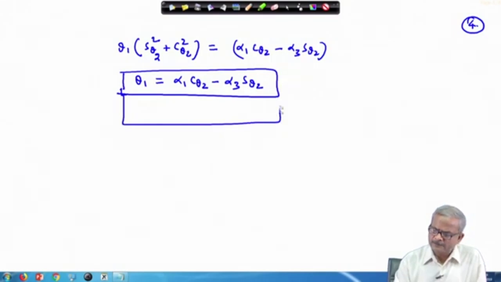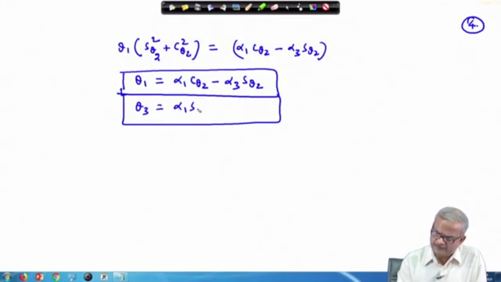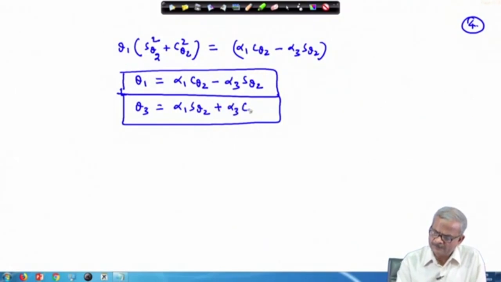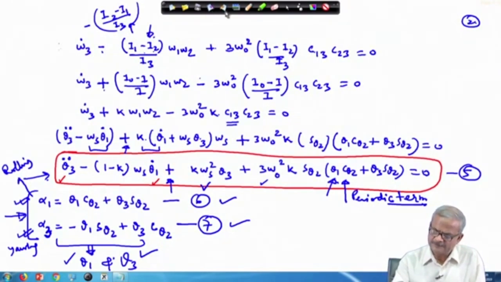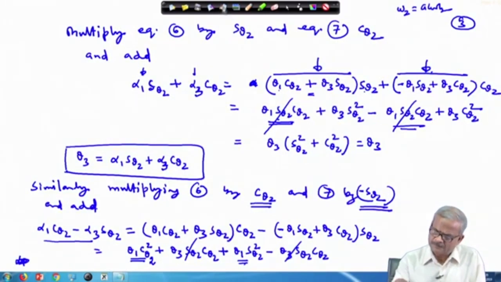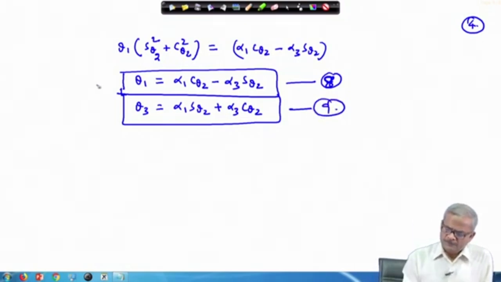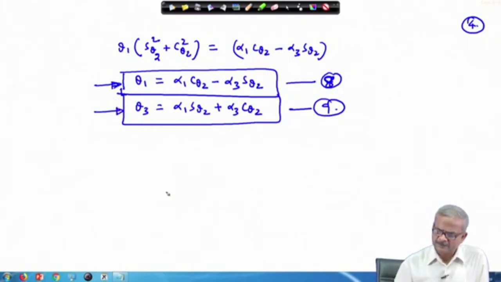So, finally, we conclude all the results here. So, theta 3, what we have got here in this place, is alpha 1 s theta 2 plus alpha 3 c theta 2. And till now, we have used the notation till 7. So, this we will write as equation number 8 and this as equation number 9. Now, from here onwards this derivation is very stretching, okay, but it is good to practice this, so that you understand the whole process of how things are working.